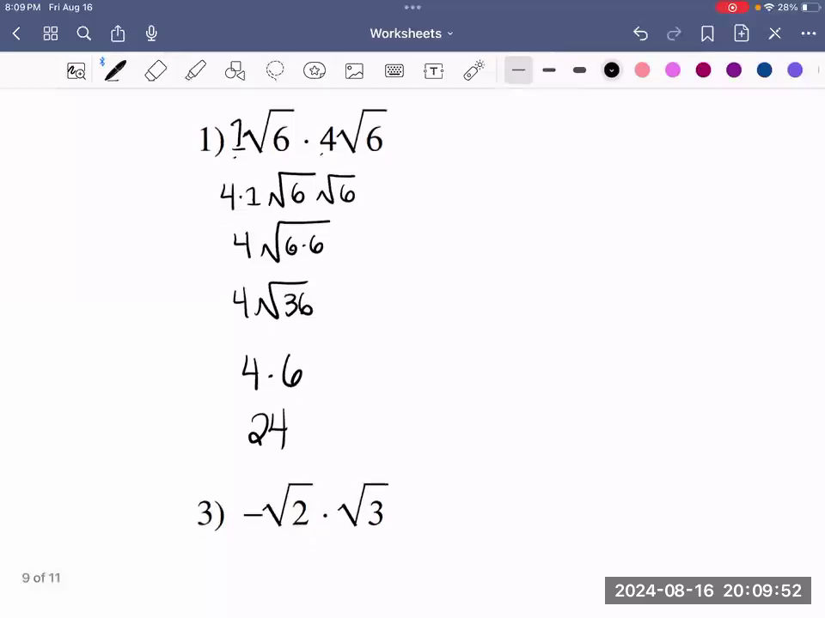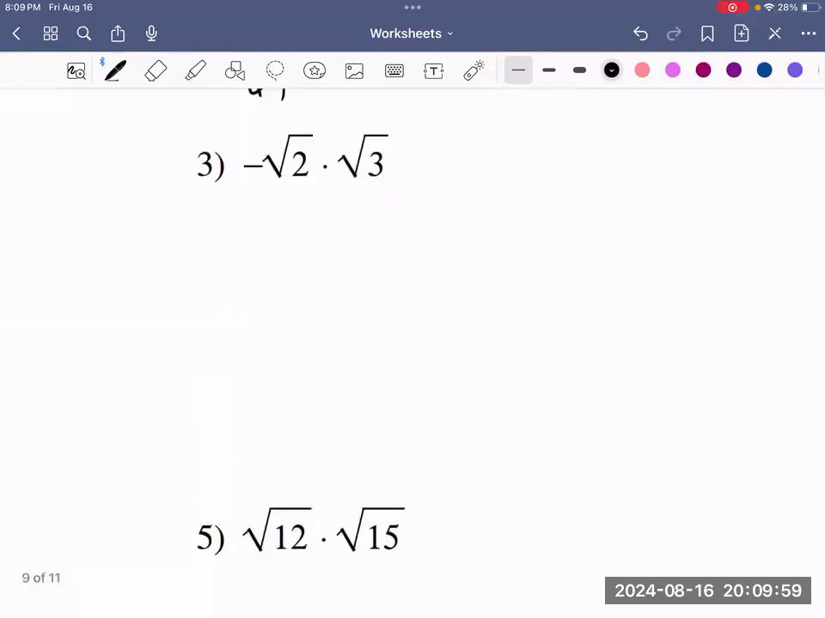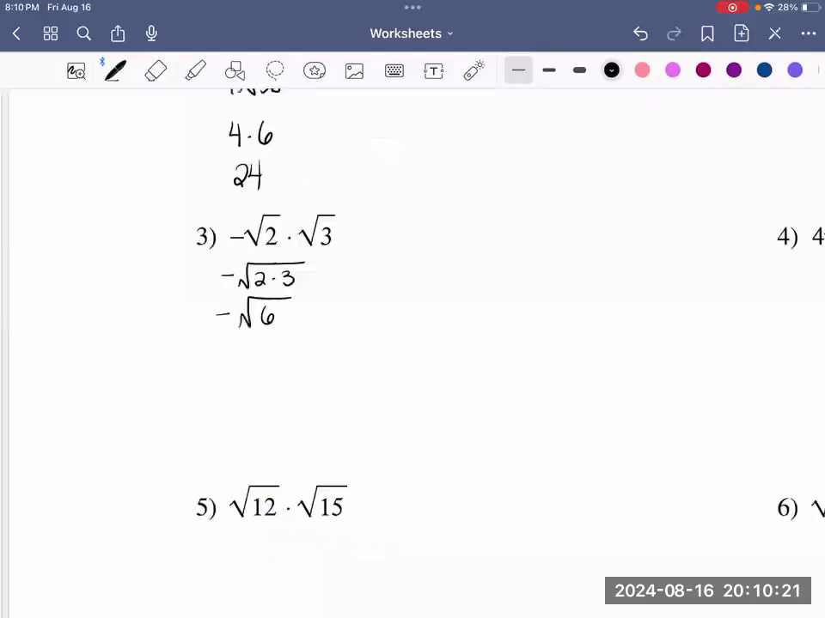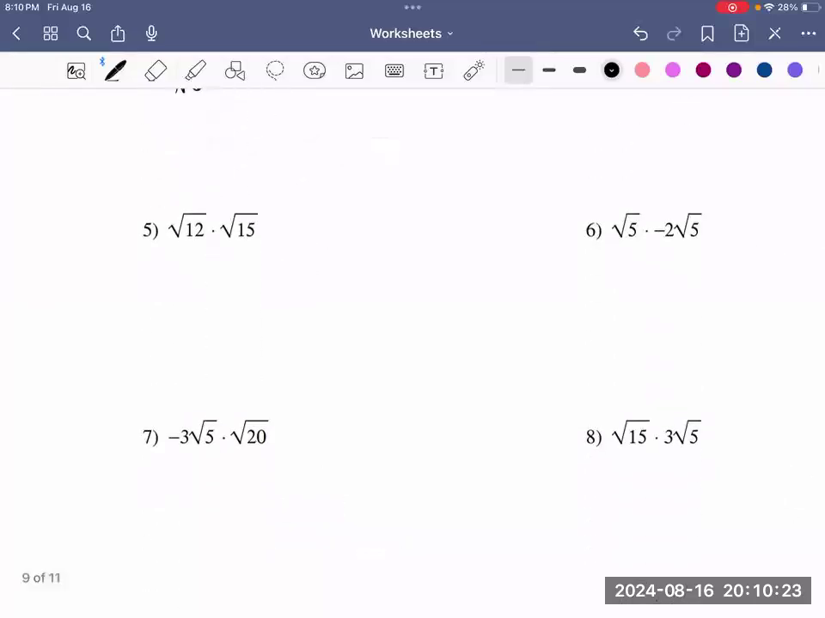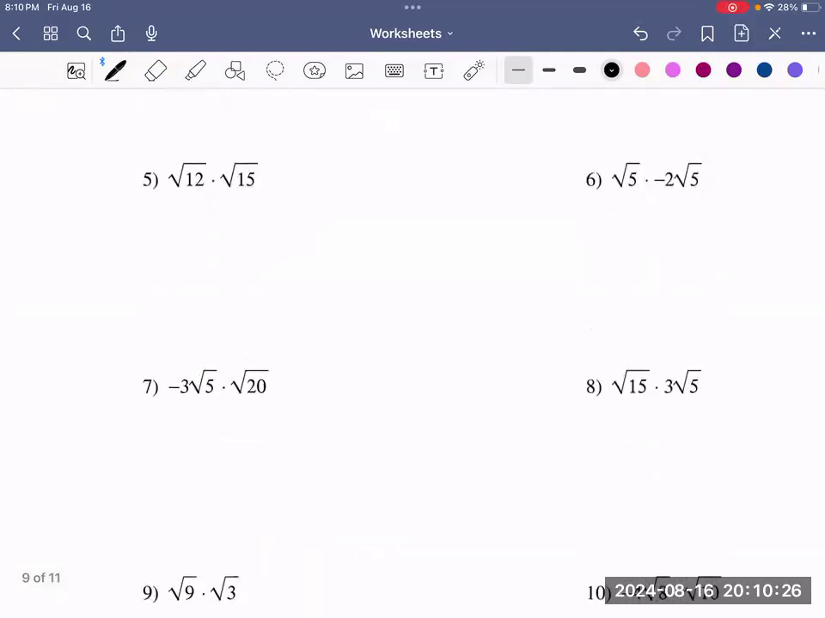Okay, so the big difference from adding and subtracting is that we can now actually combine the number on the inside. So if we're looking at 3, we have negative square root of 2 times 3. So we can bring them together under the square root sign, for negative square root of 6. Now, the square root of 6 cannot simplify any further. So your answer is negative square root of 6. Now try and pause the video and see if you can come up with the remaining odd ones.